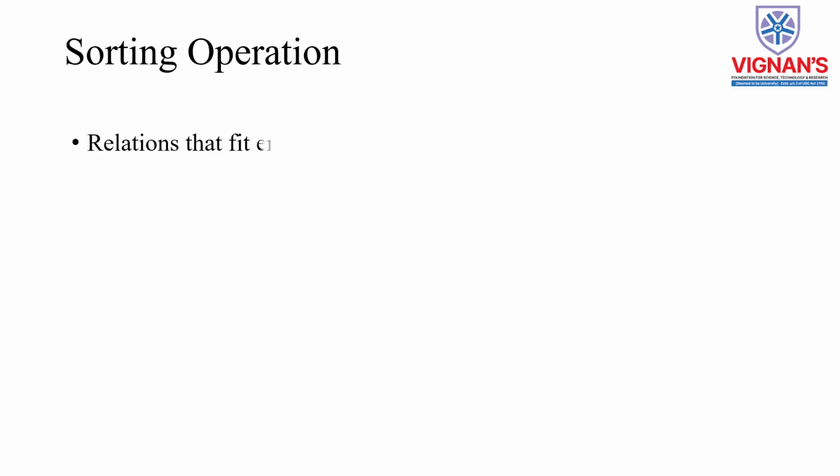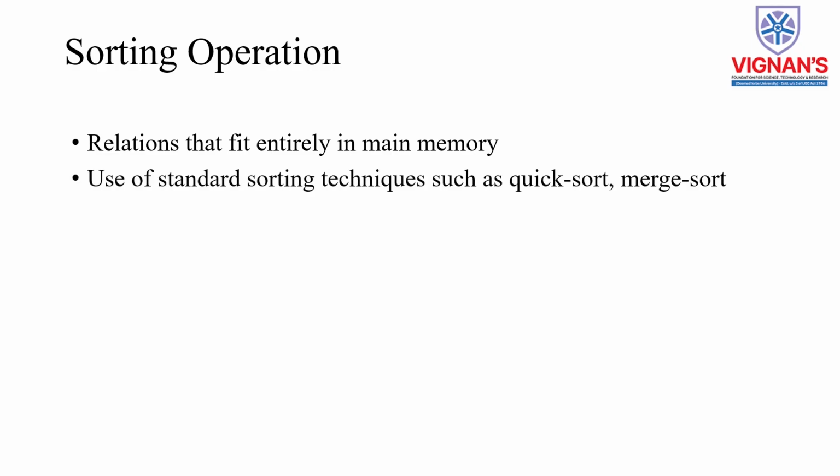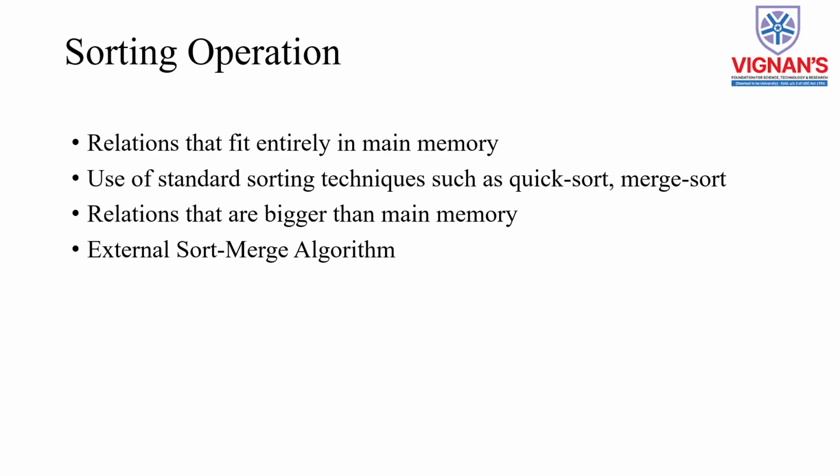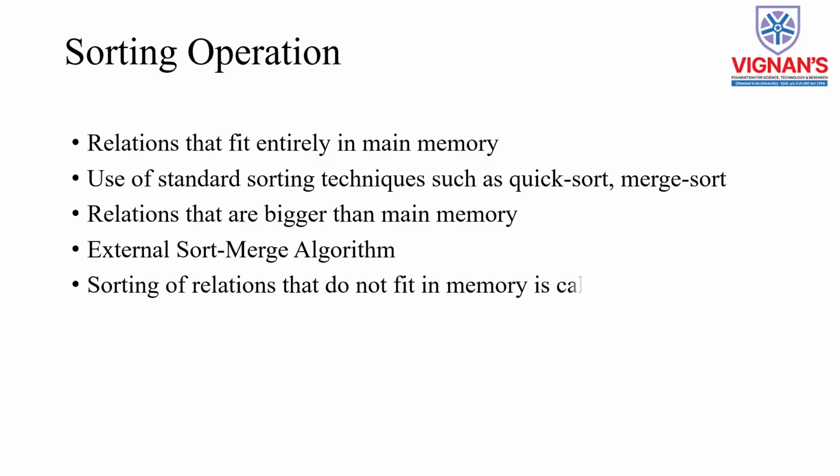If a relation fits completely in main memory, we can use normal sorting methods like quicksort or merge sort. But if the relation is larger than main memory, we use the external sort-merge algorithm. Sorting relations that don't fit in memory is called external sorting.